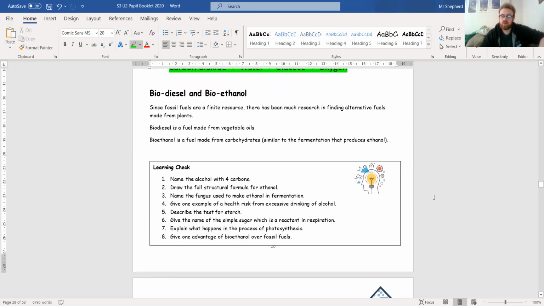Your task now is to complete this learning check, which covers quite a lot of what you've done previous to today. Things like name the alcohol, draw the full structural formula, fungus used to make ethanol, health risk from drinking alcohol, describe the test for starch, and it goes on to advantage of bioethanol and things like that. This is going to be your upload for show my homework for today. Your teacher will mark it and double check that we're understanding everything.